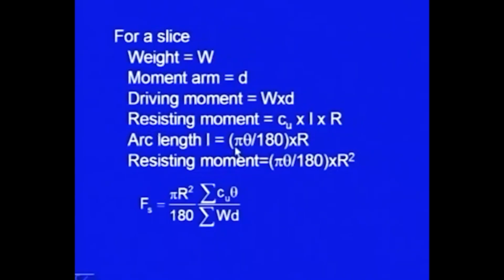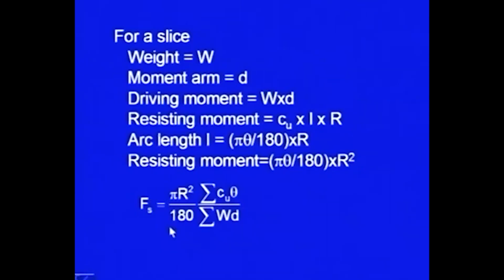So, arc length is pi into theta upon 180. So, here we are taking theta in degrees. So, pi into theta upon 180, this becomes radians, and into r this becomes the arc length. So, resisting moments, when I put it here L, it becomes pi theta upon 180 into r square, where theta is in degrees. Now, it is very simple.